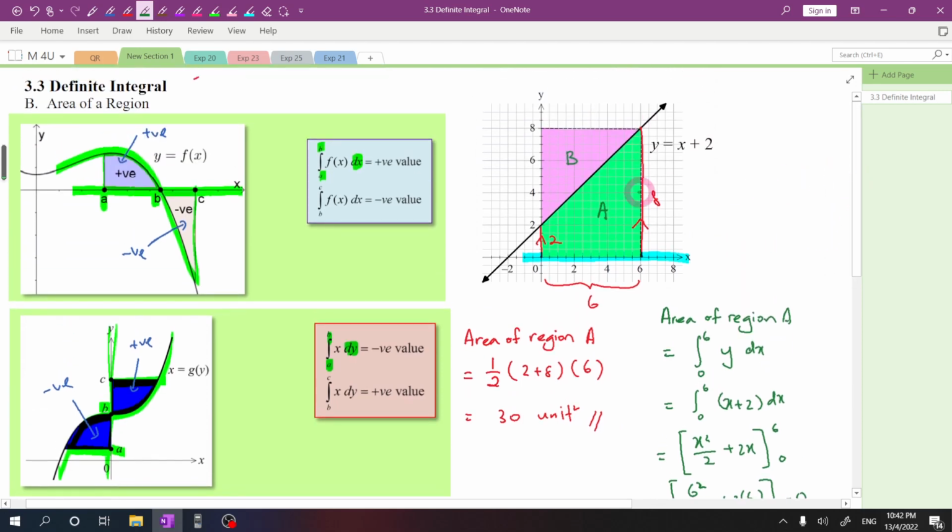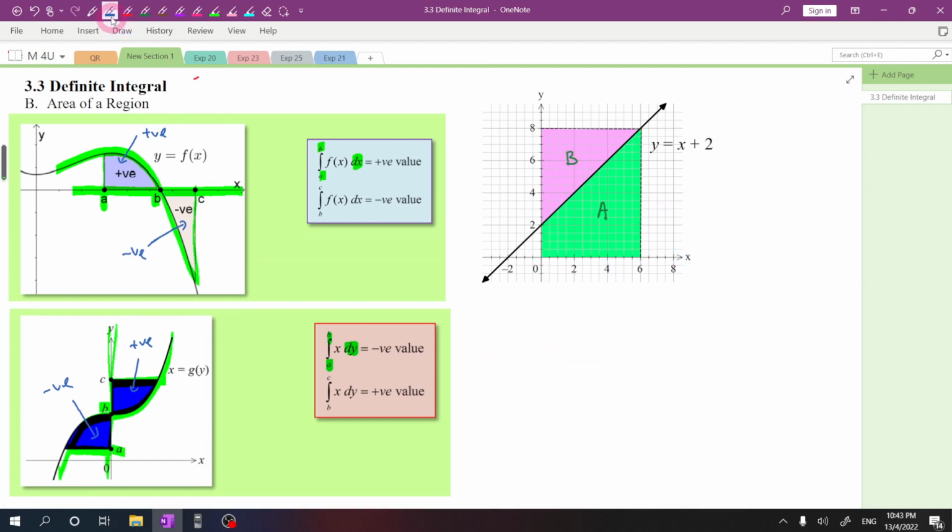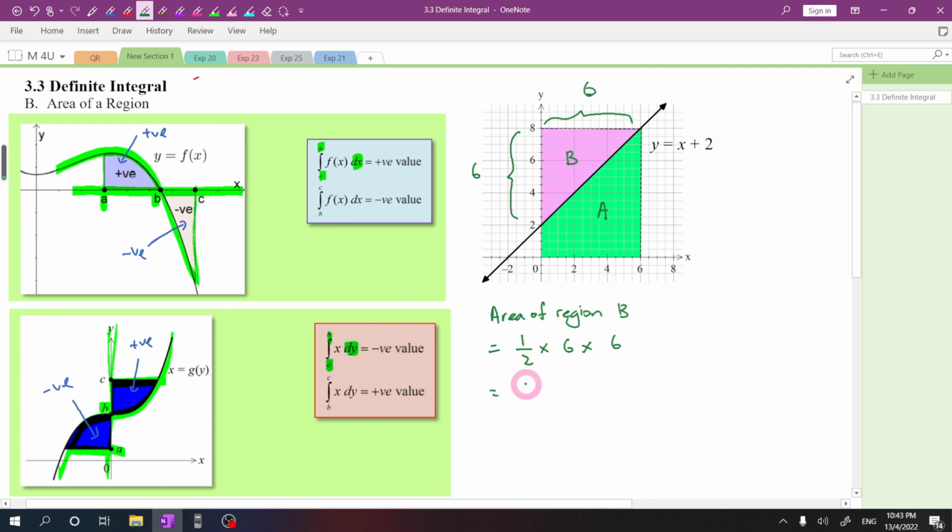Now, how about if we want to find the area of this region B? First, let me use the triangle formula. Area of region B. How many units here? 2 until 8, which is 6 units. How about here? This is 6 units as well. So remember, if you want to find the area of a triangle, same thing, always start with 1 over 2 times the base length and times the perpendicular height. So here you will get 16. Sorry, not 16, 18.